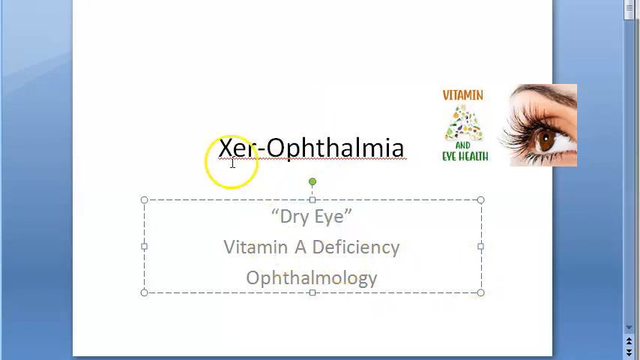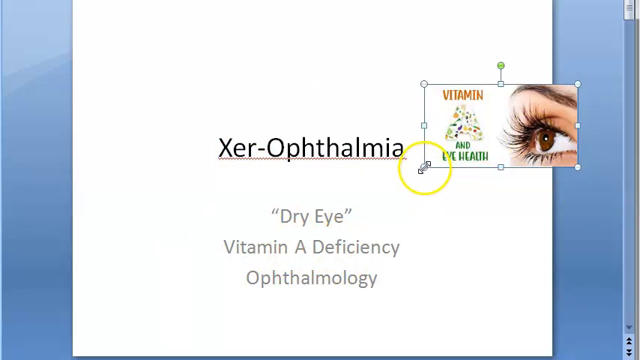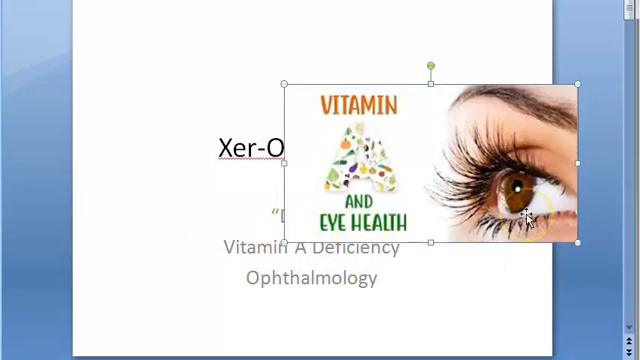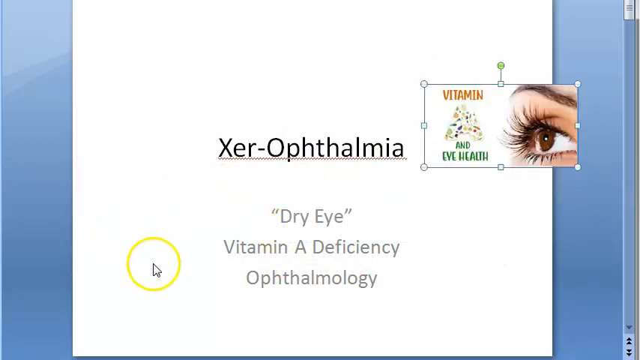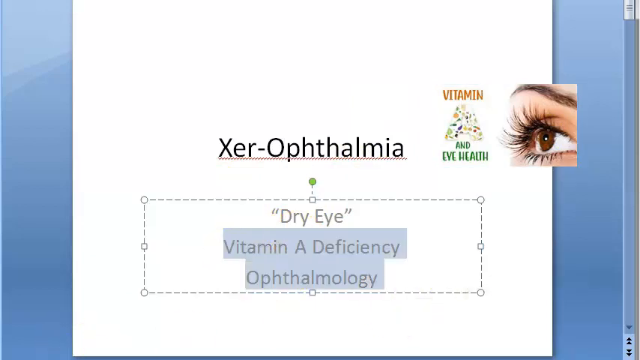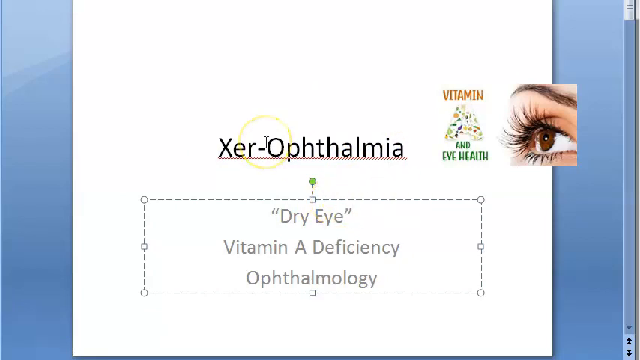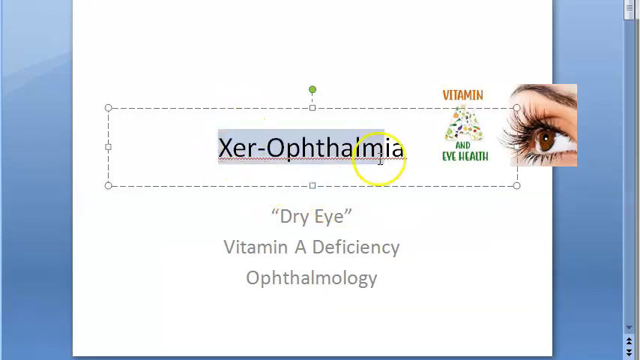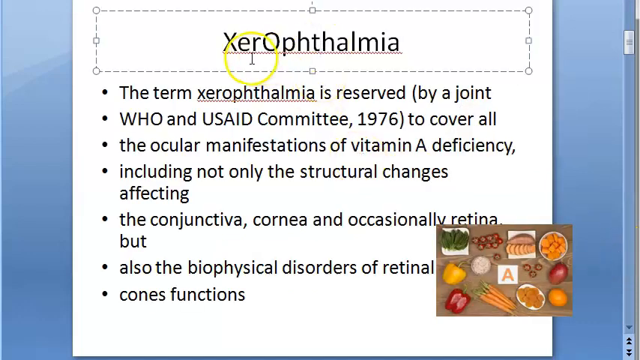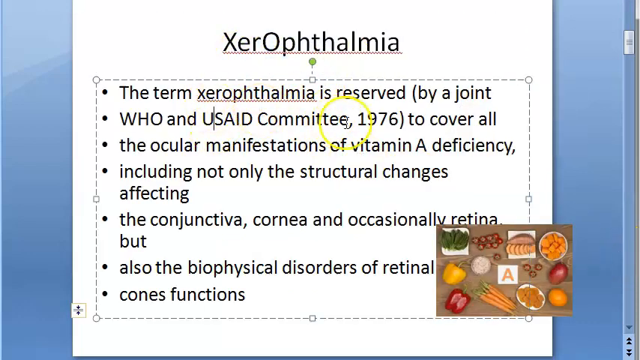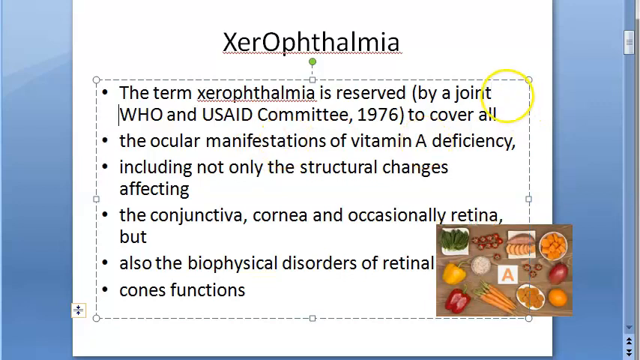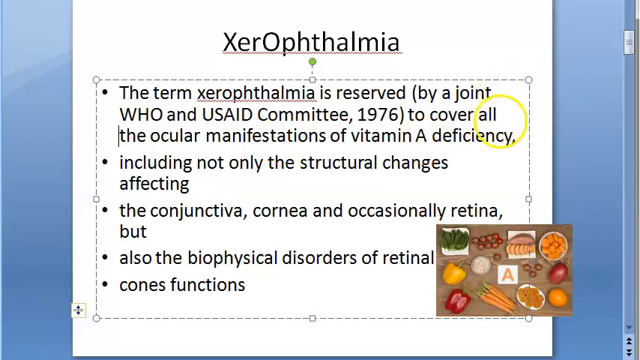But actually xerophthalmia is a word used for all the problems which are caused in the eye because of vitamin A deficiency. Okay. Did you understand the terminology, guys? Ocular manifestations of vitamin A deficiency come under this heading, xerophthalmia. It's an ophthalmology topic. So, what is xerophthalmia? It is to cover all the ocular manifestations of vitamin A deficiency.